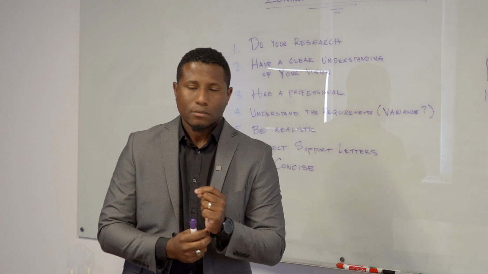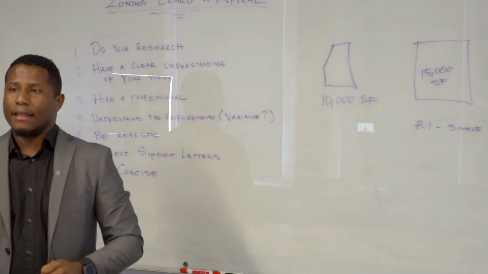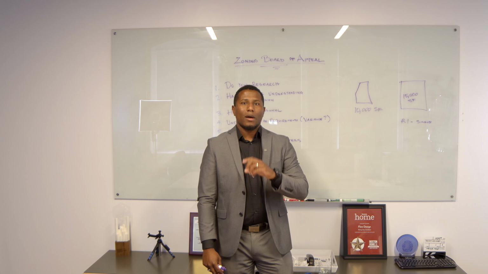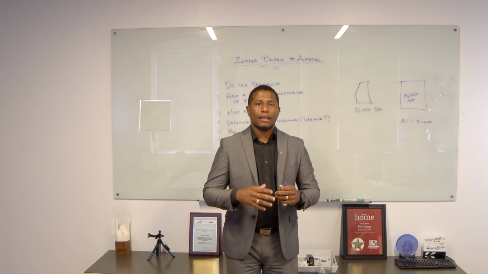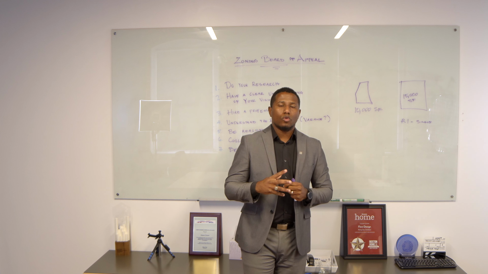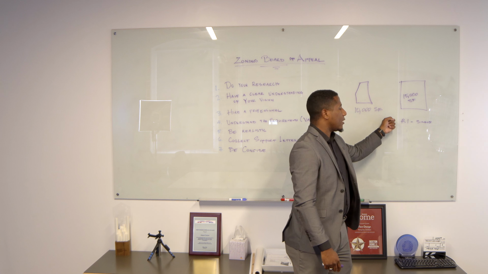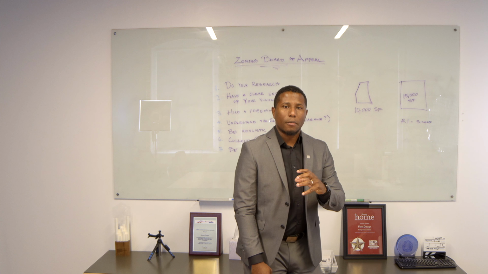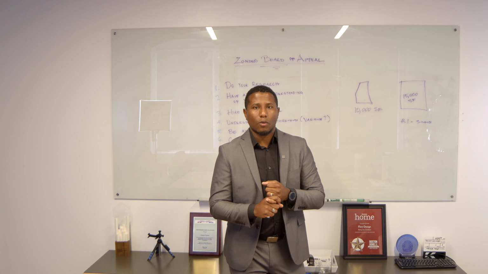Understand the requirements. As I was saying before, if you have a lot that is 10,000 square feet and the minimum requirement is 15,000 square feet, what that is telling you is that you need to ask for a variance. You are asking permission from the city to build a single family on a lot that doesn't comply with the minimum requirements. So if you don't know that information, you wouldn't be able to assess what you're asking the city.